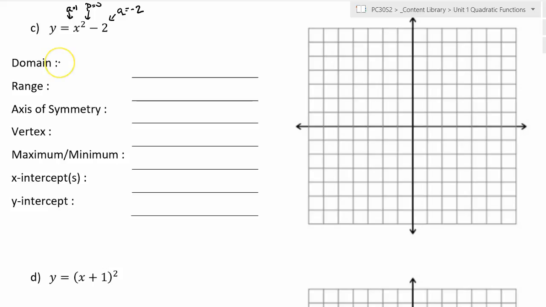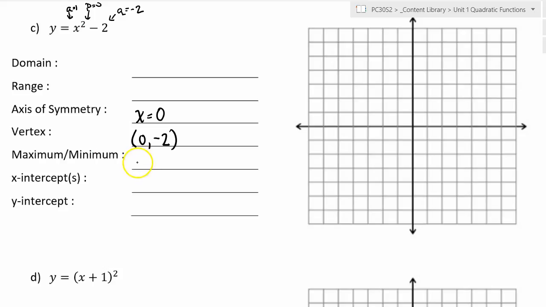Okay, did you try on your own? Things you should have gotten: our vertex is at (0, -2), which means my axis of symmetry is still at x equals 0. Again, the x value of my vertex is my axis of symmetry.